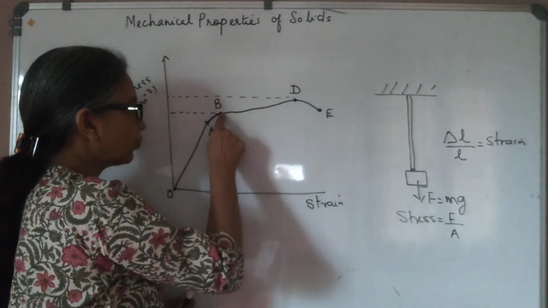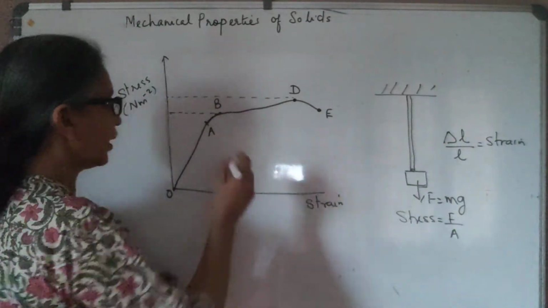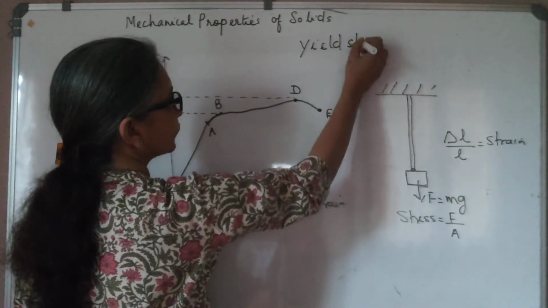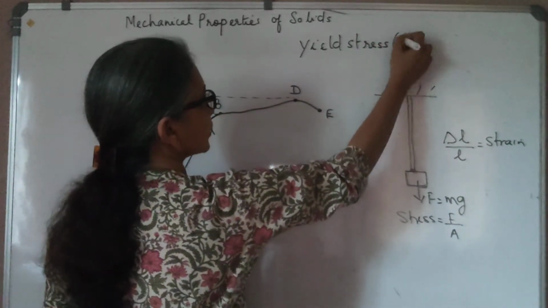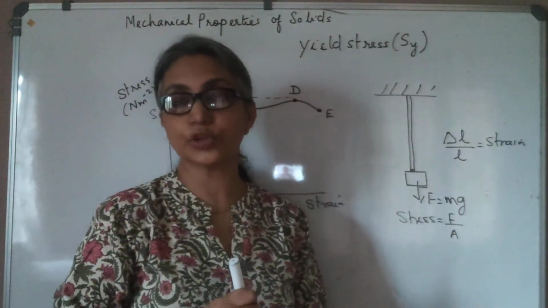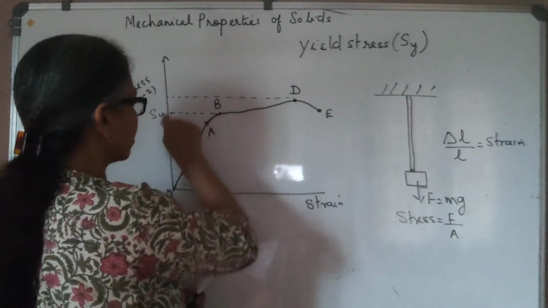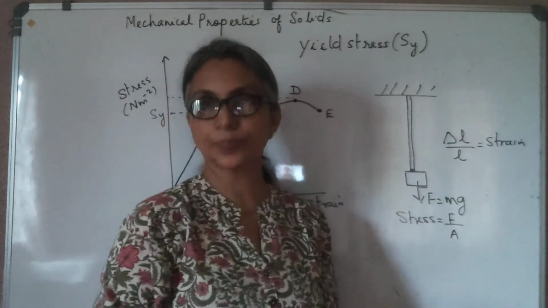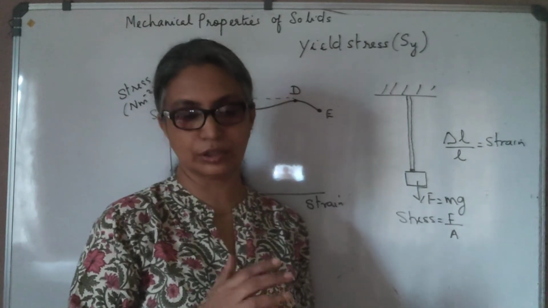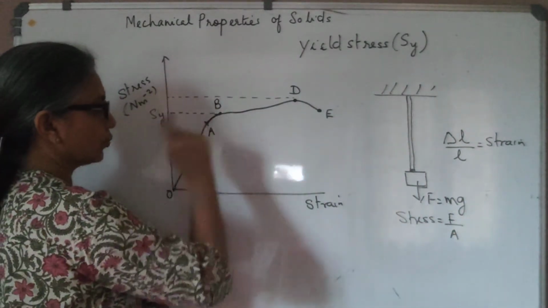This maximum limit up to which you can load it so that the body is in the elastic region is what you call the yield stress. I'll write it out here for you. Yield stress, denoted by SY. So this is the yield stress, which means the maximum limit up to which you can load this material. If you continuously load it beyond this stress value, the material will go into the plastic region, which means if you unload it, it does not come back to its original size and shape. So the elastic behavior of the material is only from O to B.